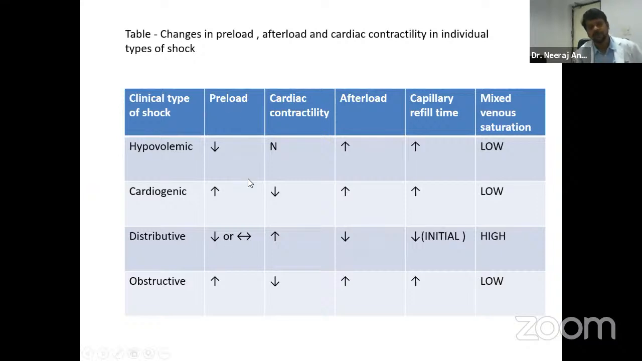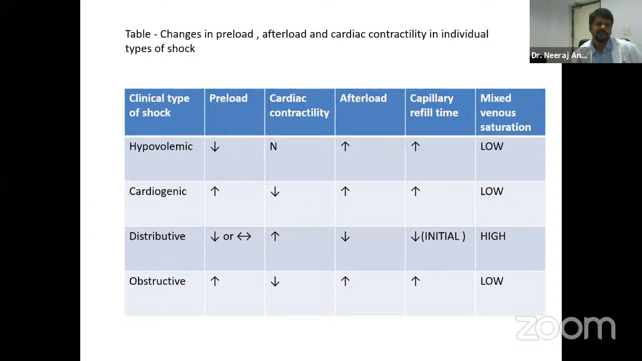In hypovolemic shock, as the blood volume is decreased, the patient will have decrease in preload. Cardiac contractility will remain normal. Due to compensatory mechanism, there is increase in peripheral vascular resistance, which ultimately leads to increase in afterload. Capillary refill time will be prolonged. Mixed venous saturation, which is a marker of increased oxygen extraction at the tissue level, will be low in case of hypovolemic shock.